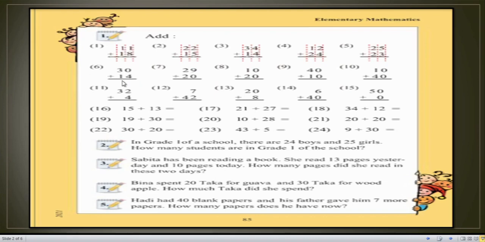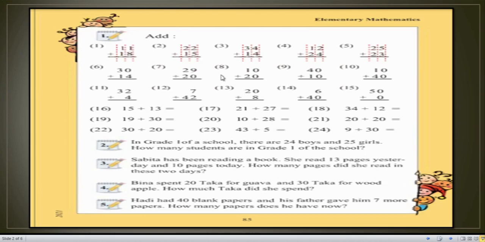Next, if we see question number 7, we can see that the question is 29 plus 20. If we notice on our right hand side, we can see that 9 plus 0. So we can say that 9 plus 0 is equal to 9, and then on our left hand side 2 plus 2 is equal to 4. So the answer of question number 7 will be 49.